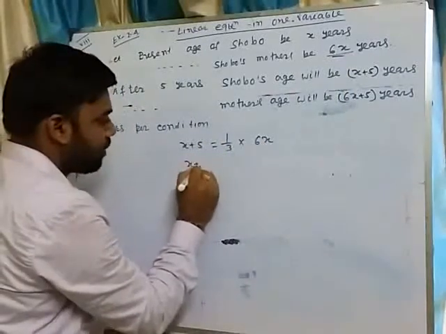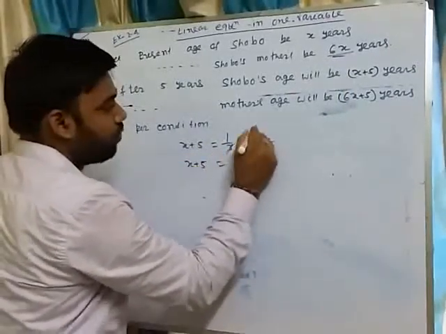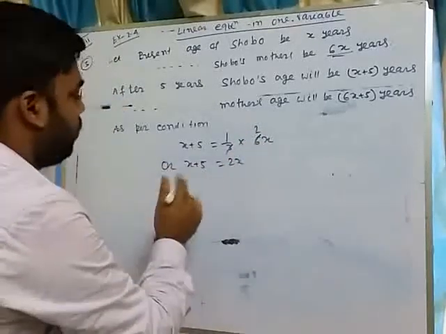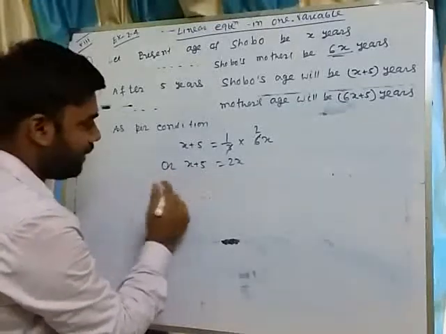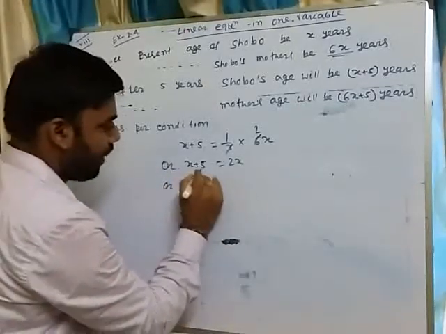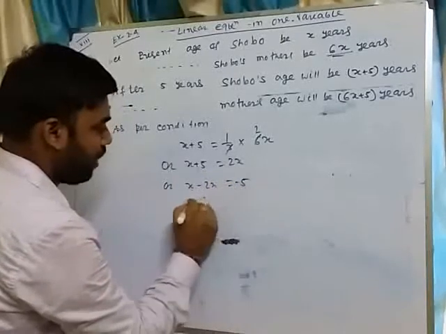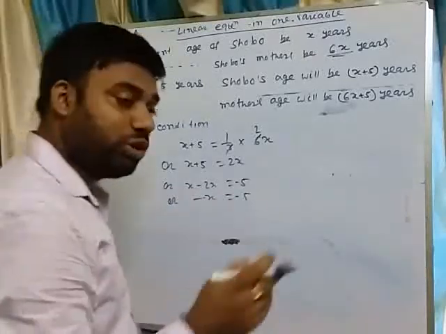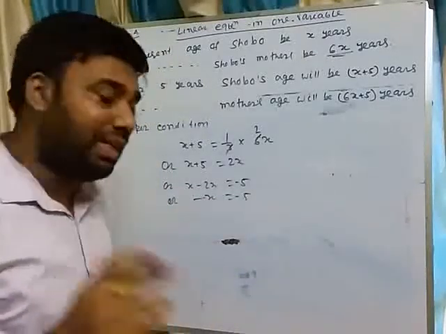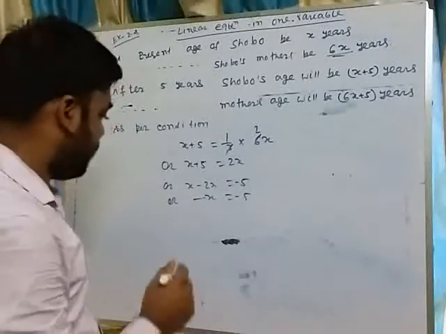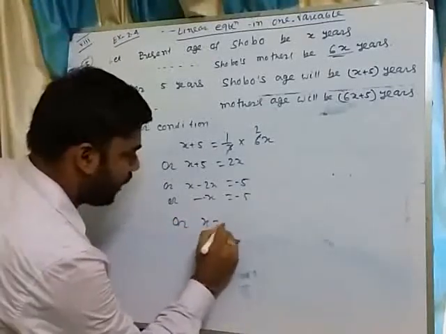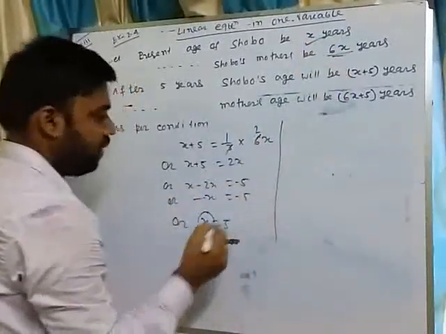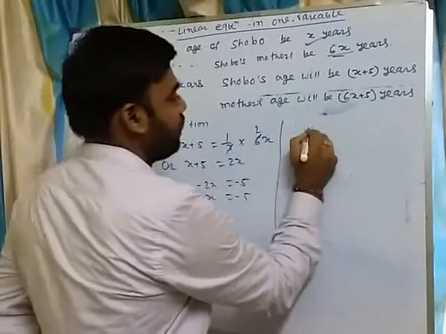Therefore, x plus 5 equals 1/3 of 6x, that is 2x. We have to bring both the variables to this side: x minus 2x, and 5 on this side, that is 5 equals x, or minus x equals minus 5. I have told you earlier that if both sides have minus, we can multiply by minus and the minus will be eliminated. Therefore, x equals 5. What is x? X is Sobo's age.